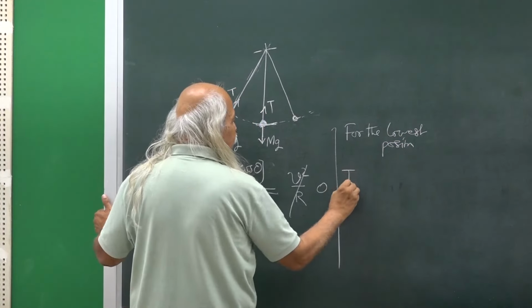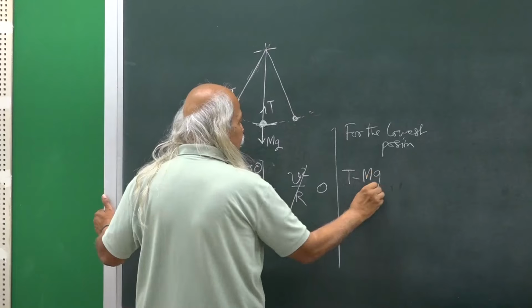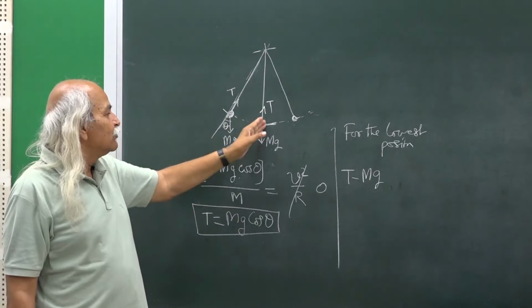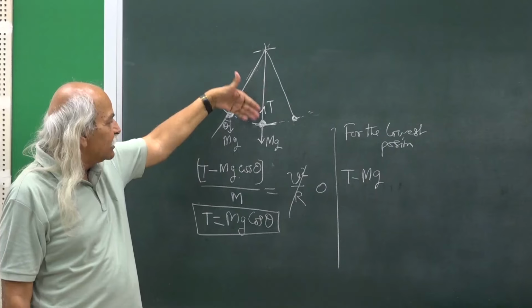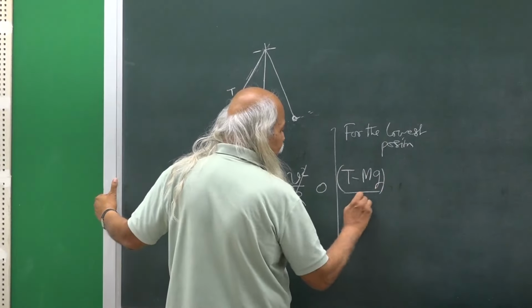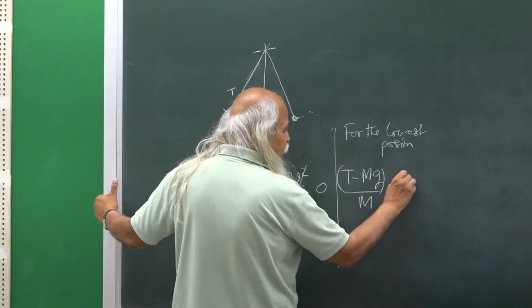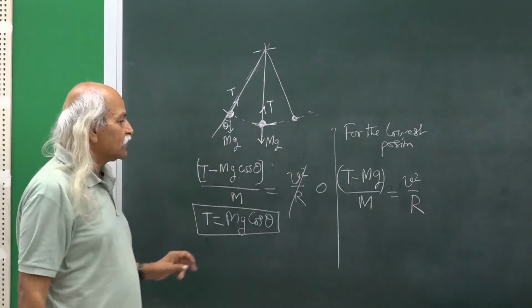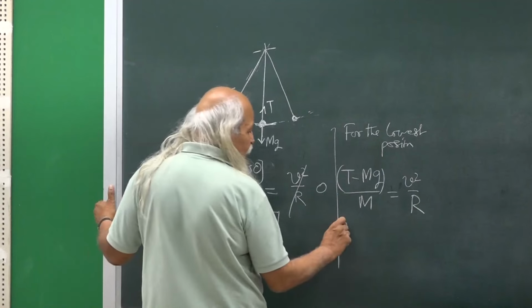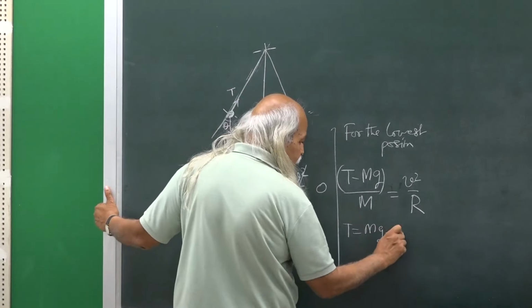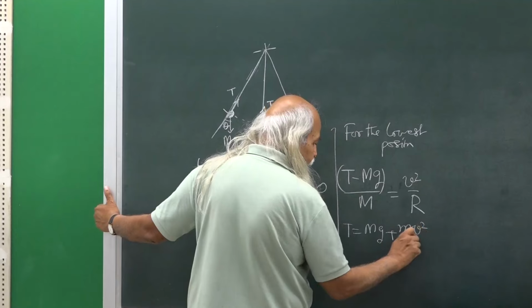You have T minus mg, this is the force in the radial direction, T this side, mg this side. So, T minus mg divided by m is the acceleration, and this should be v square by r. This time v is not equal to 0, and hence you have T is equal to mg plus mv square by r.